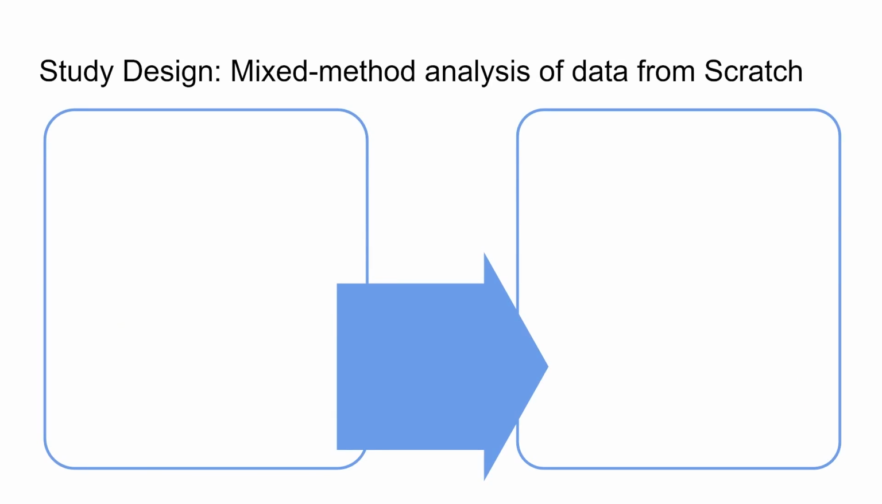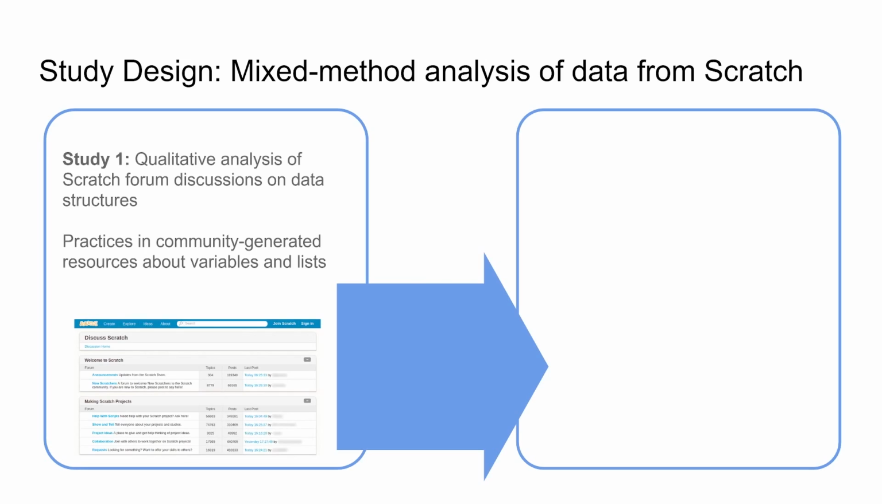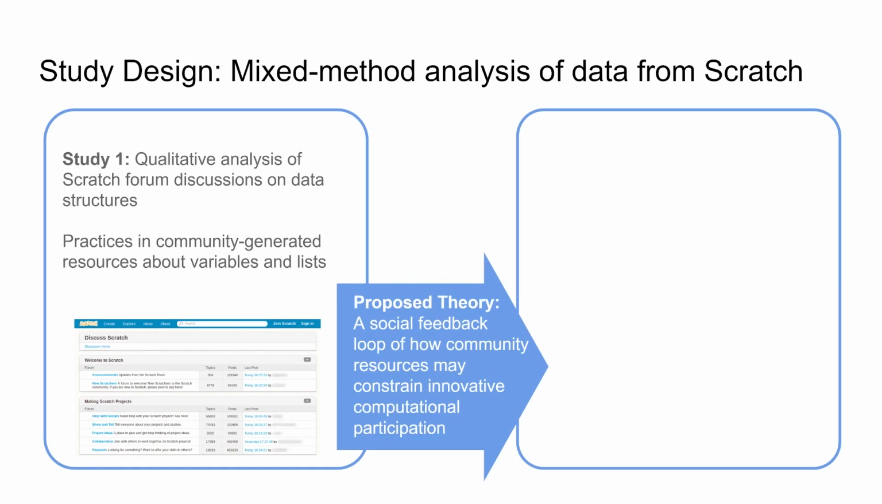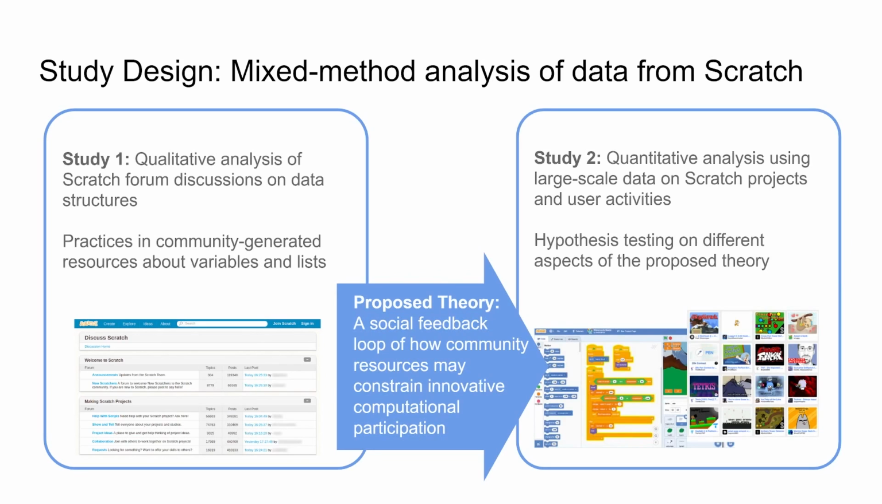We designed our study to be a series of mixed method analyses. In our first study, we conducted a qualitative analysis on a sample of discussion threads retrieved from the Scratch forum. The goal is to identify practices in community-generated learning resources about variables and lists. The output of study 1 is a proposed theory. We propose a social feedback loop that describes how community-generated resources may actually constrain innovative computational participation. Then in study 2, we performed a series of quantitative hypothesis testing analyses and found general support for our theory.